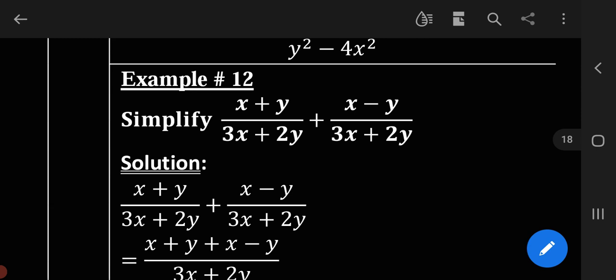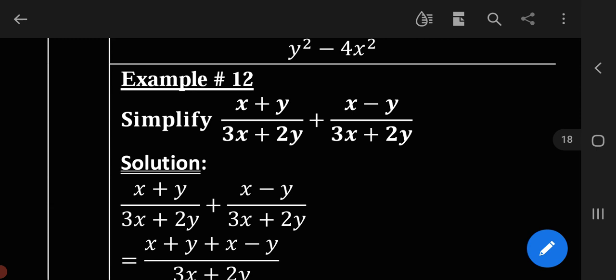Example number 2: simplify x plus y divided by 3x plus 2y plus x minus y divided by 3x plus 2y. Now here we have two algebraic fractions, one on the left side and one on the right side. In between them there are four possible operations. If the operation between two algebraic fractions is positive or negative, then we adopt the rule of LCM in order to solve this question.